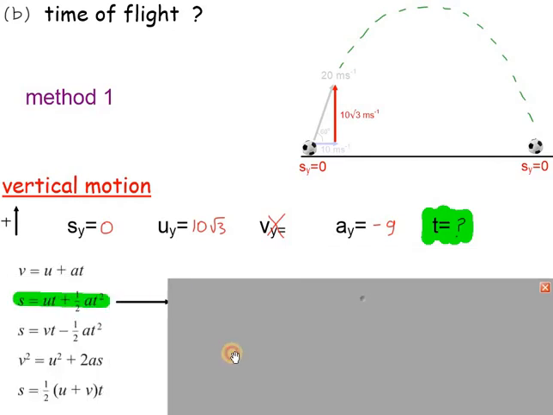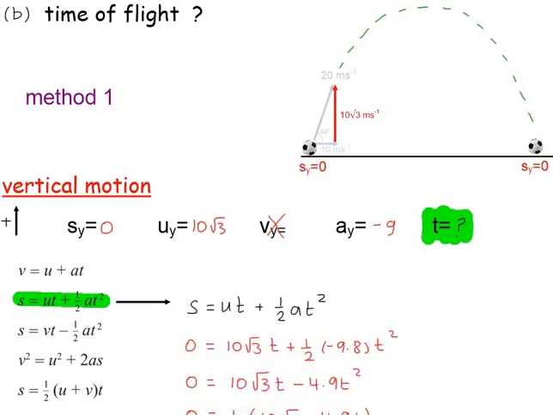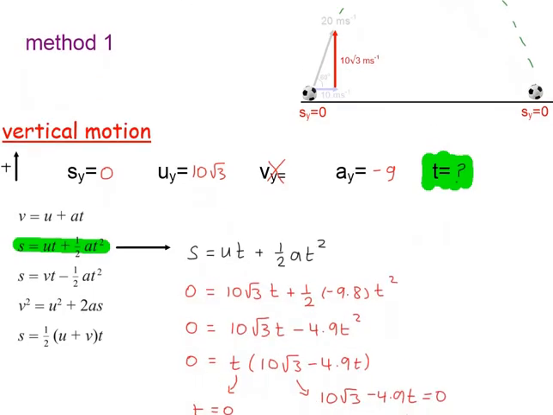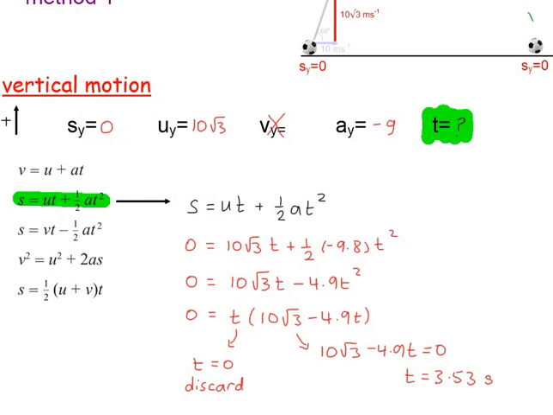So again, suvat formulae, the one without v, s equals ut plus half at squared. Substitute the values in and solve. So the displacement is 0 when t equals 0. We're not interested in this one, discard it. This is the one we're looking for, 3.53 seconds. The ball spends 3.53 seconds going through the air. Again, use the subscript notation here, but it's not necessary at this stage.